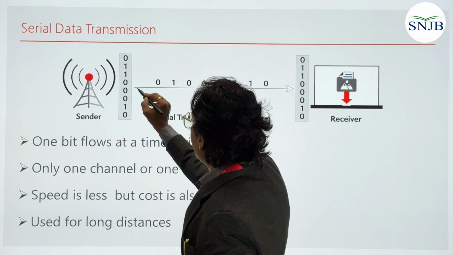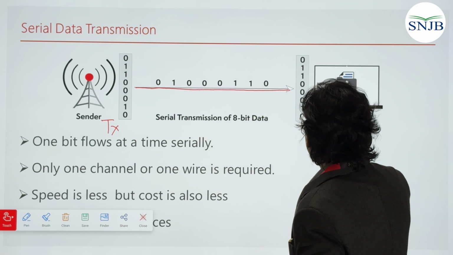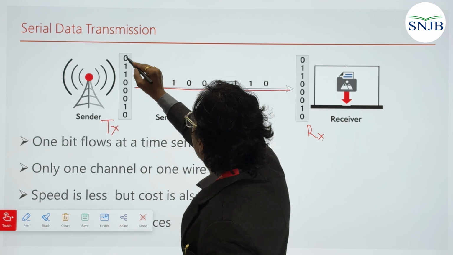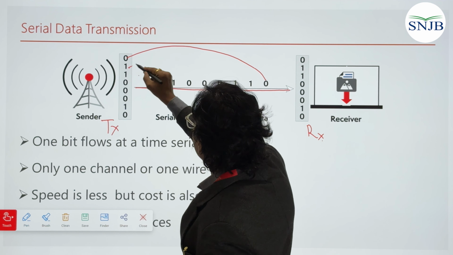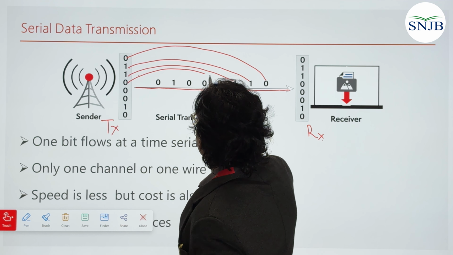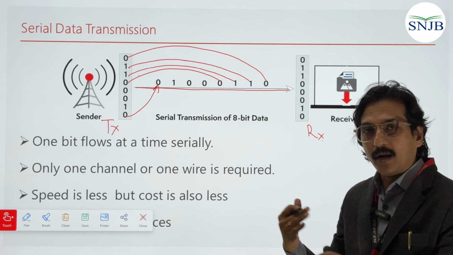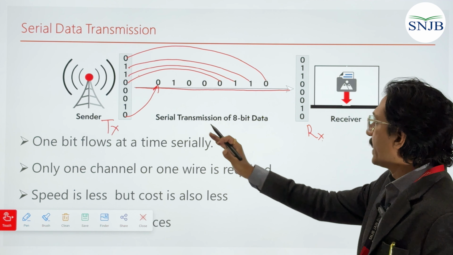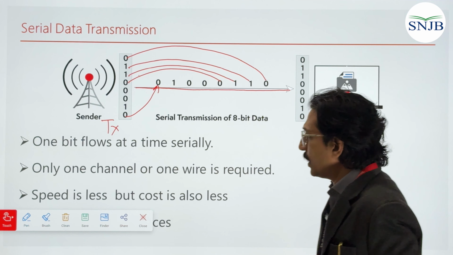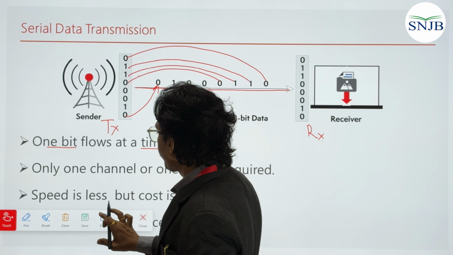Only one cable is there between transmitter and receiver. So this 0 is going to be transmitted, then 1 is going to be transmitted, then this 1, then this 0, likewise this 0, one after another. This is treated as serial communication between sender and receiver. Only one bit flows at a time, serially.